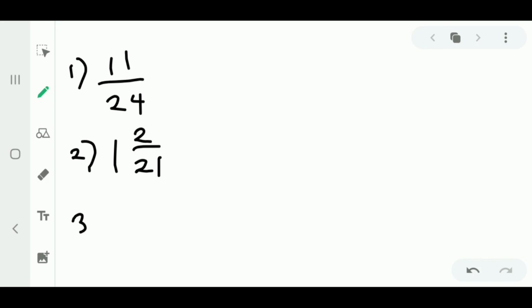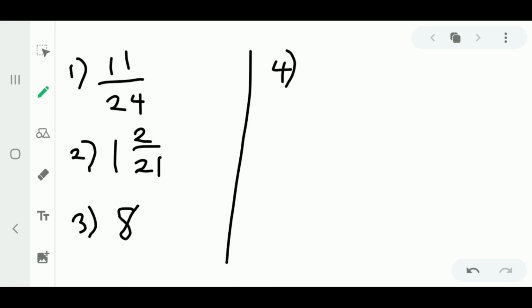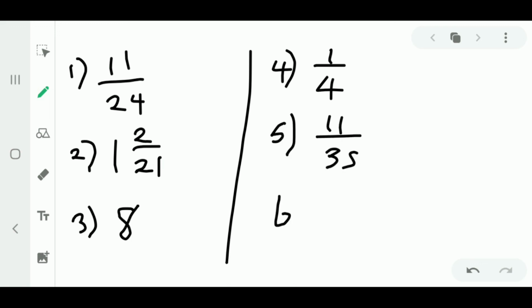Number 1, 11 over 24. Number 2, 1 and 2 over 21. Number 3, 8. Yes, 8. Number 4, a quarter. Number 5, 11 over 35. Number 6, 1 and 11 over 12.